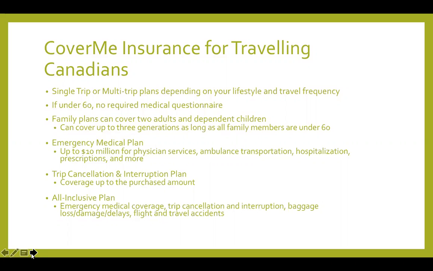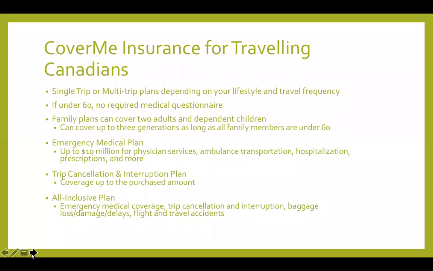For both of these plans, if you're under 60, there's no required medical questionnaire. And they also offer family plans for both the single and multi-trip, which cover up to 2 adults and their dependent children. And this can cover up to 3 generations as long as all family members are under 60.